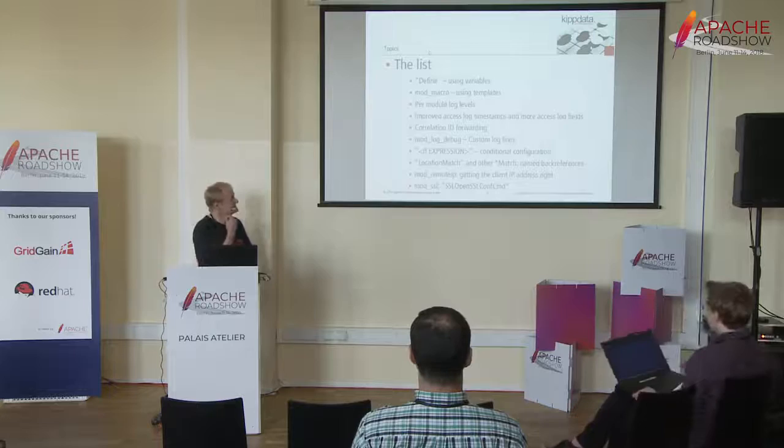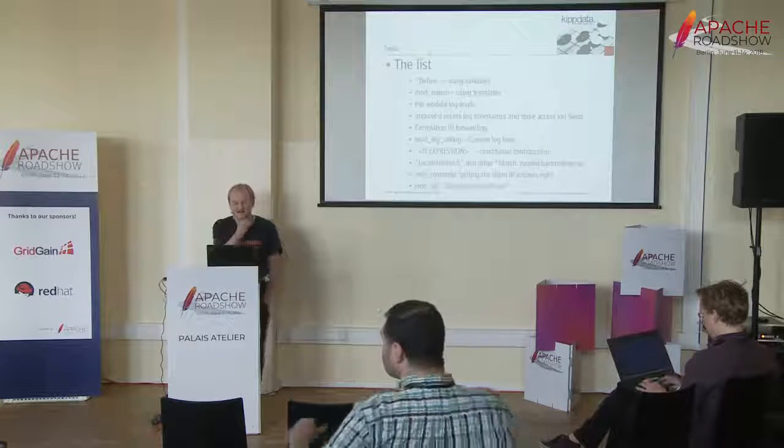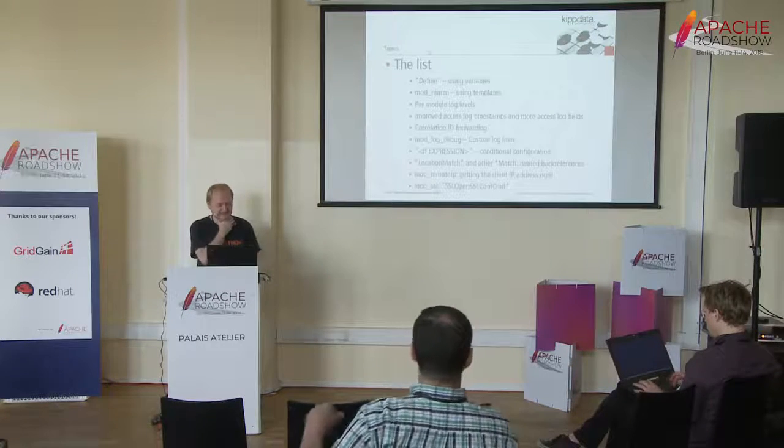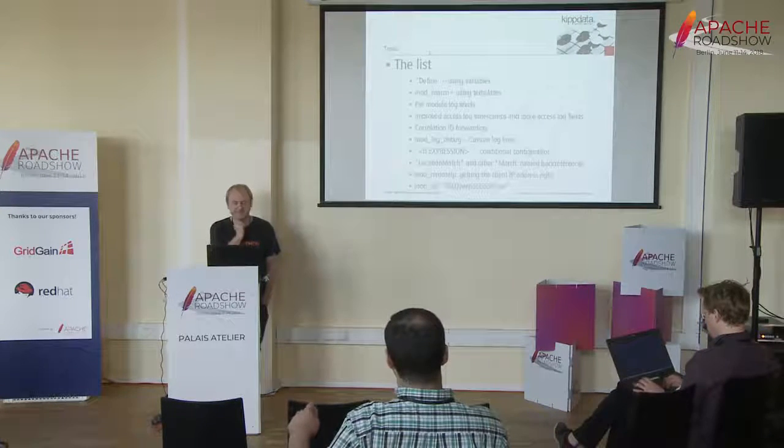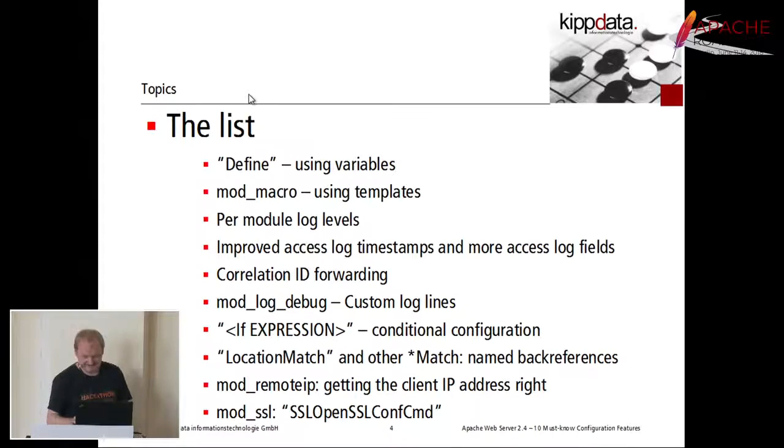So what's the list that we're going through? Define. I'll maybe have some different examples and some additional information. Modmacro, per module log levels. Then something about access logs and what you should or can configure there to help correlation, ID forwarding, modlog debug, if with expressions, location match, and especially for location match named back references. Then mod remote IP and some special modSSL configuration directive. That's the list of my 10 things that I want to show you.